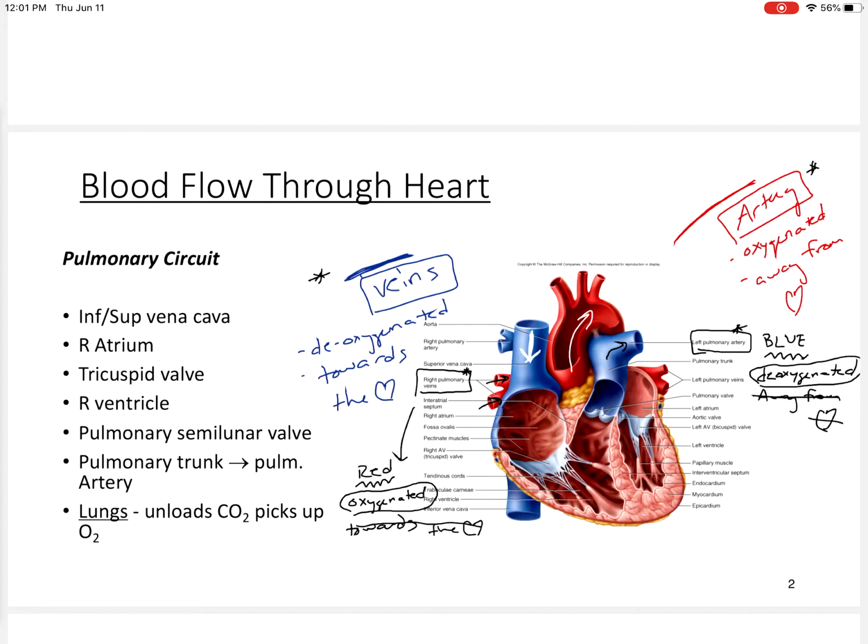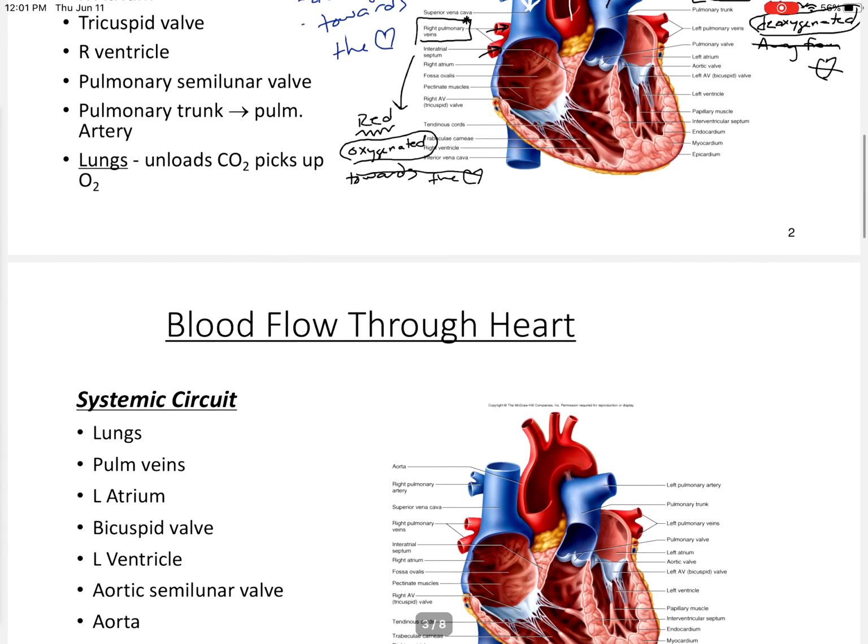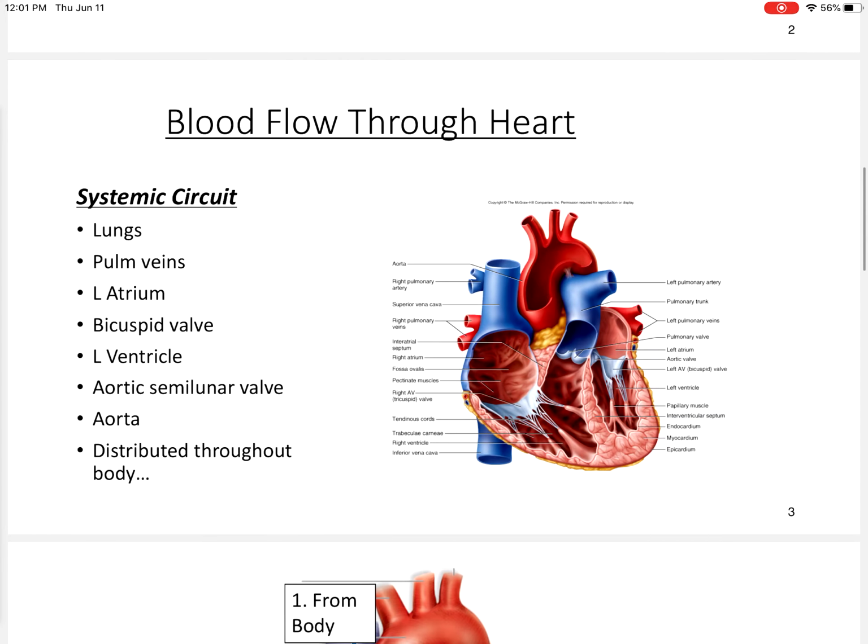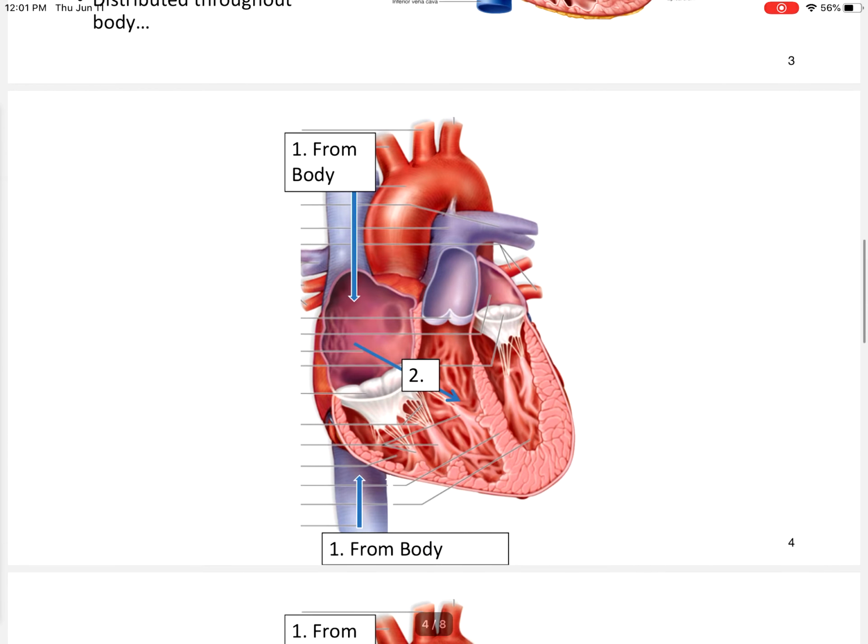All right, now I posted this PowerPoint on Blackboard for you. Some people like to learn the order of structures the blood goes through by a list, so we can see the right side of the heart, the pulmonary circuit. I've given you a list of structures in order. Blood moves from the vena cava to the right atrium, through the tricuspid valve, into the right ventricle, and so forth. And then I've given you the remaining list, the systemic circuit or left side of the heart.